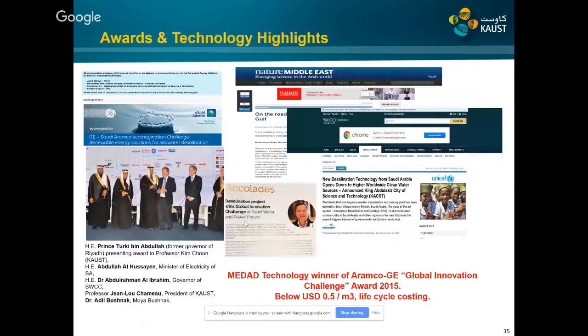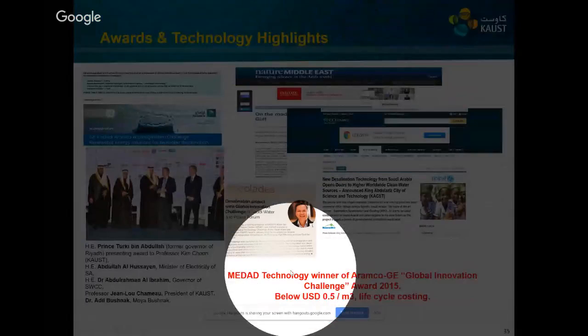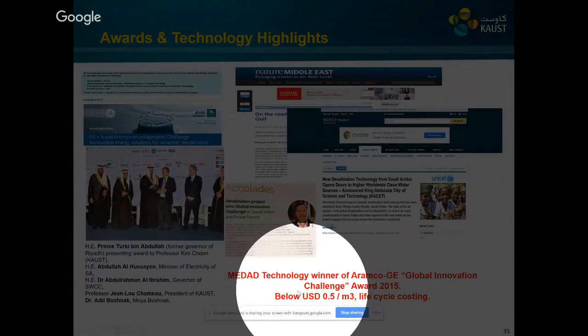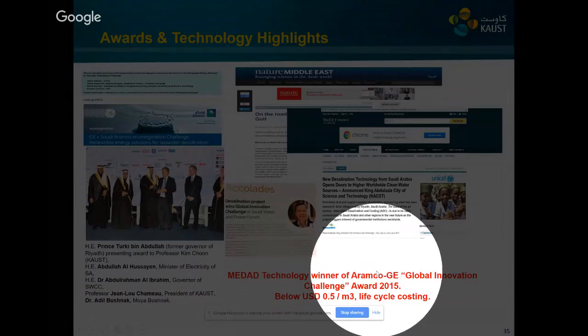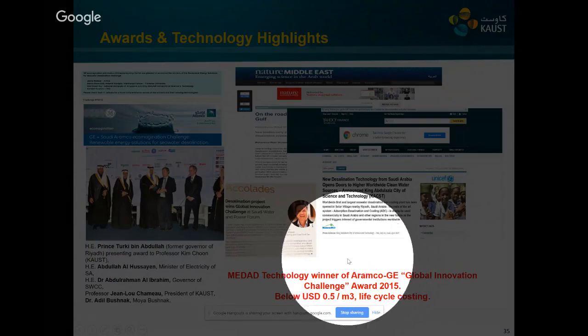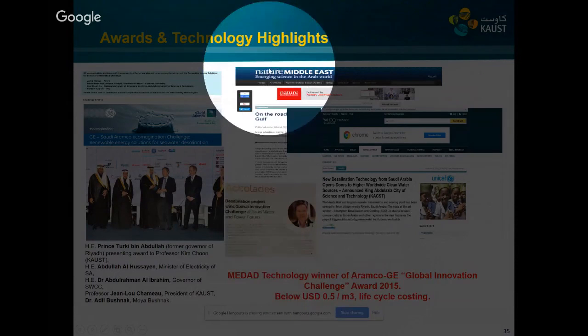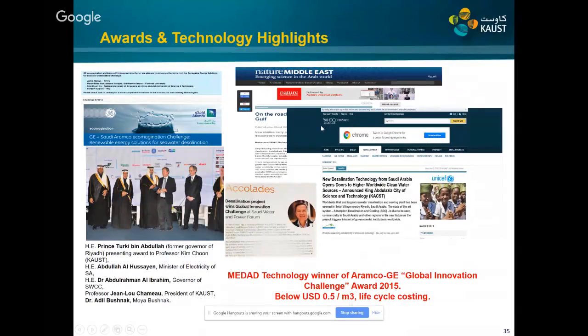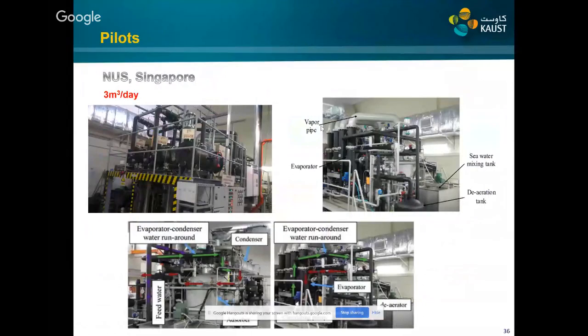And our technology also won the award because our technology is the only technology in the world that can produce water for less than $0.5 per cubic meter. And we won the GE Aramco Global Innovation Award out of 150 applications as the best technology available today in the market. And we were also highlighted in Nature and on Yahoo Business as a successful technology transferred into the market.